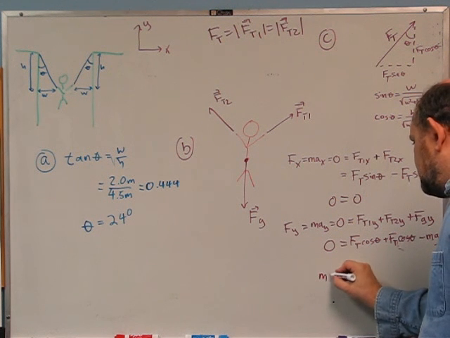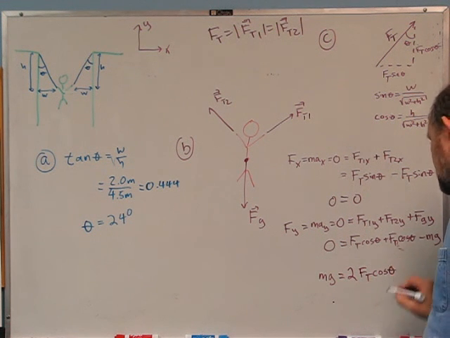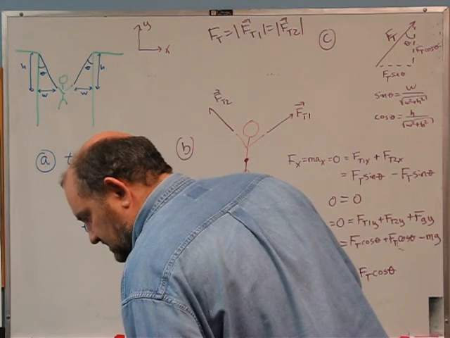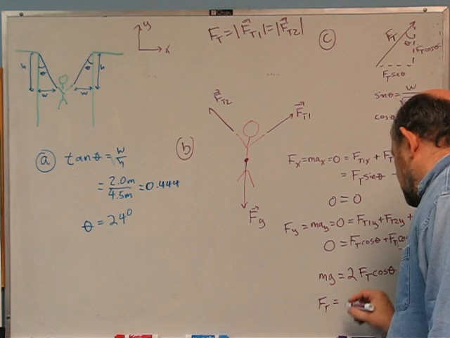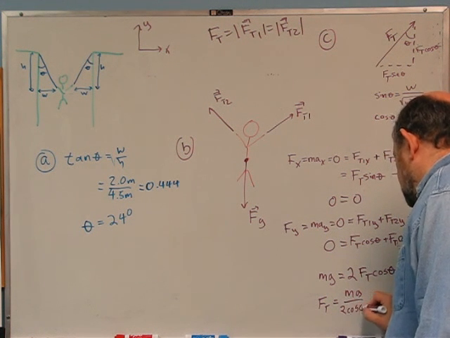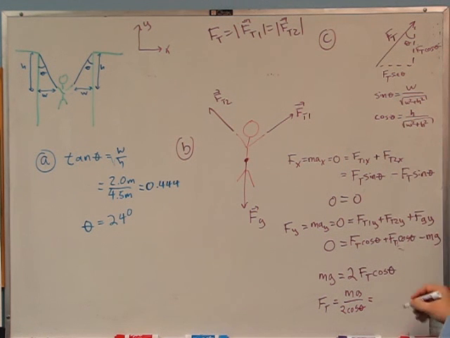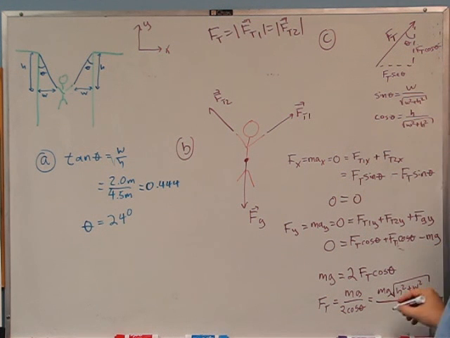If I add MG to both sides, I get MG equals 2 FT cosine theta. And what is it I'm after? I'm after the tension in the web material. I'm after FT. So FT is equal to MG over 2 cosine theta. And if I substitute in for cosine theta, it's MG times the square root of h squared plus w squared, divided by 2h. Now you're saying, why don't you just plug in 24 degrees? Yeah, I could. That'd be okay. But I'm being anal here and going back to the original: h over root h squared plus w squared, that was the cosine theta I plugged in.